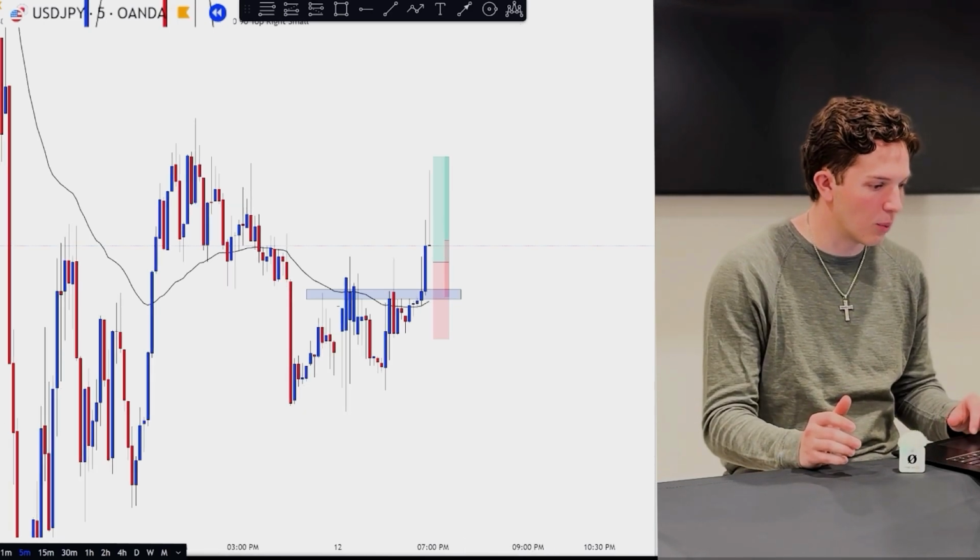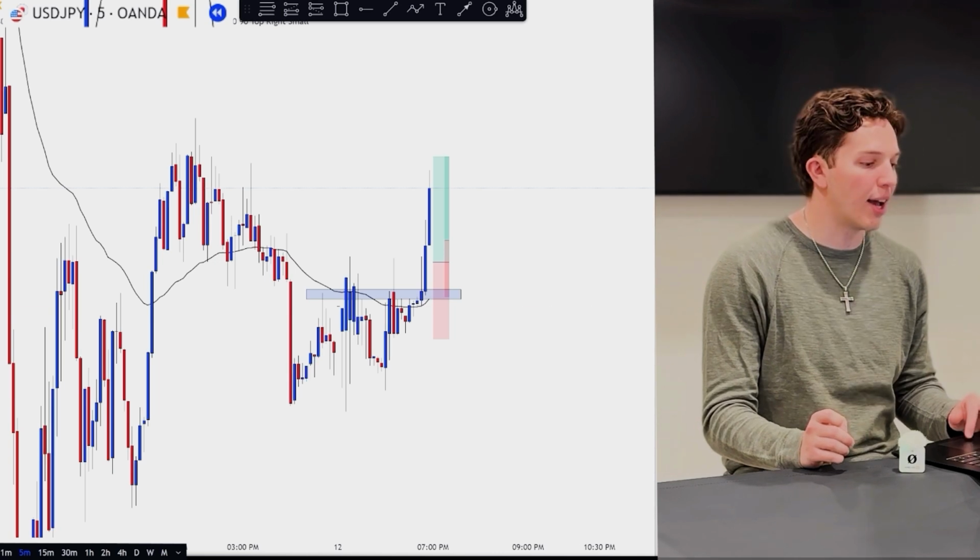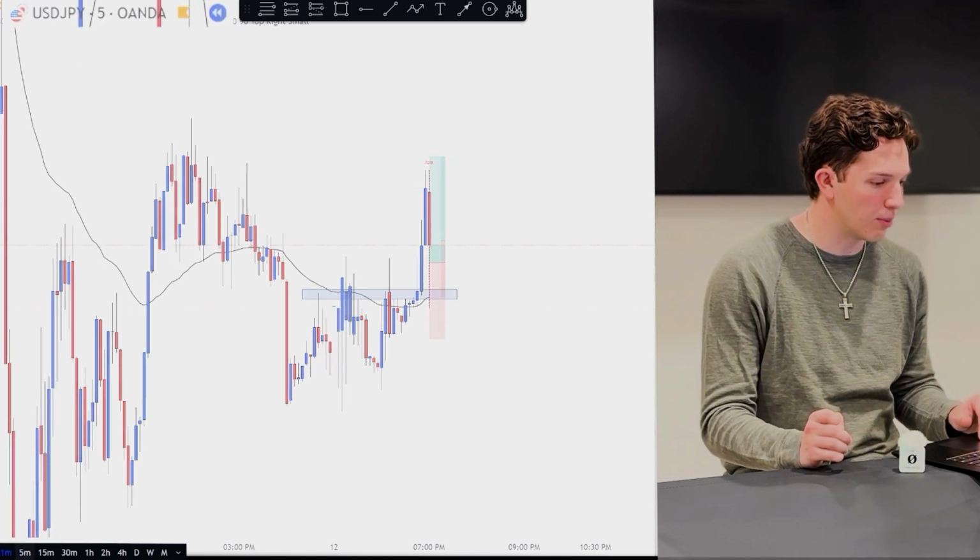So we continue and we wait. We can see a huge push to the upside, and actually, I'll go down to the 1 minute time frame so it's a little bit easier.